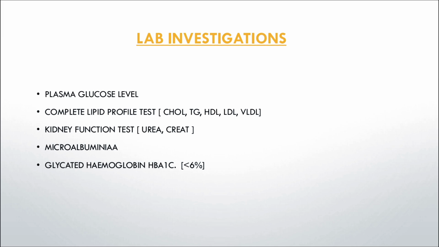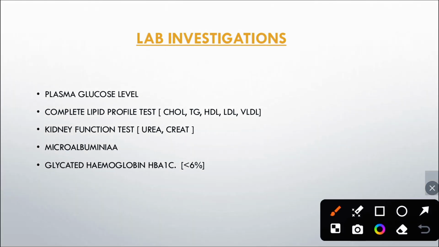Lab investigations for diabetes mellitus: plasma blood glucose level, then complete lipid profile test. There are 5 tests under the lipid profile: cholesterol, triglyceride, HDL, LDL, VLDL. Then kidney function tests, meaning urea and creatinine, then microalbuminuria, then glycosylated hemoglobin or HbA1c.